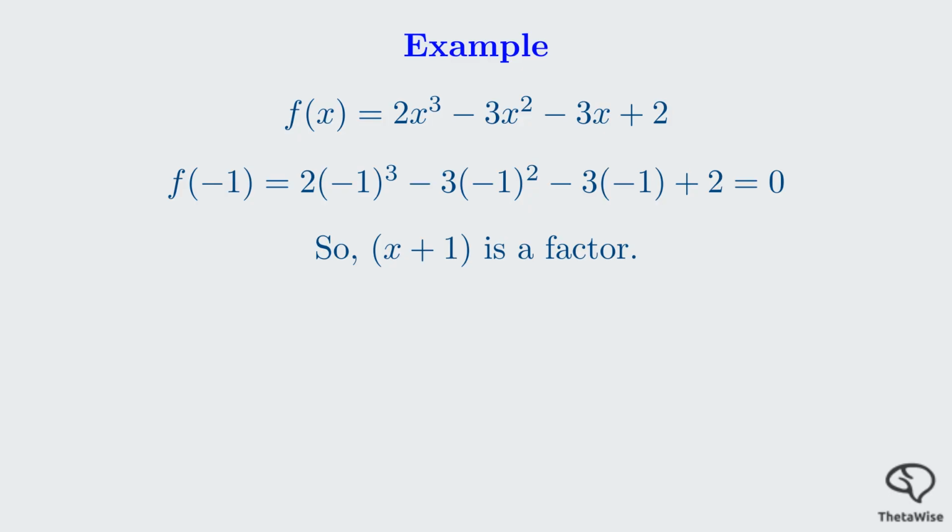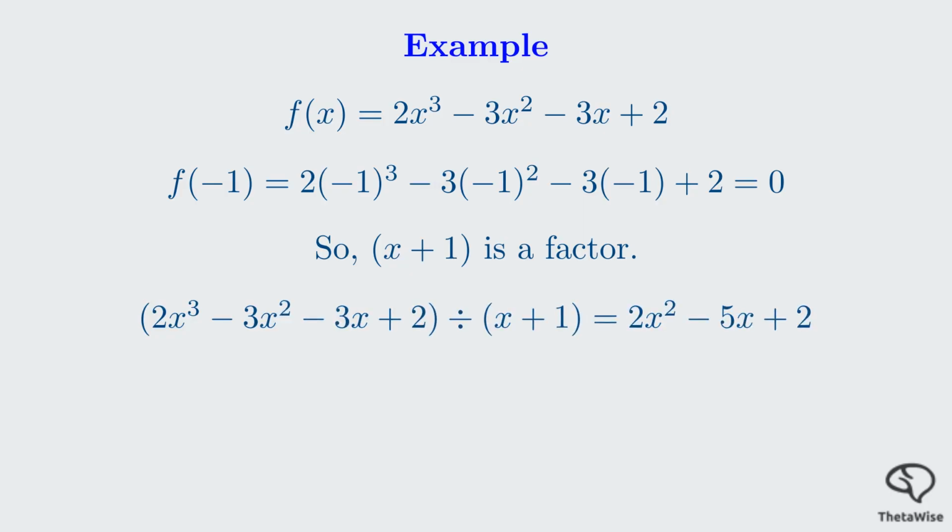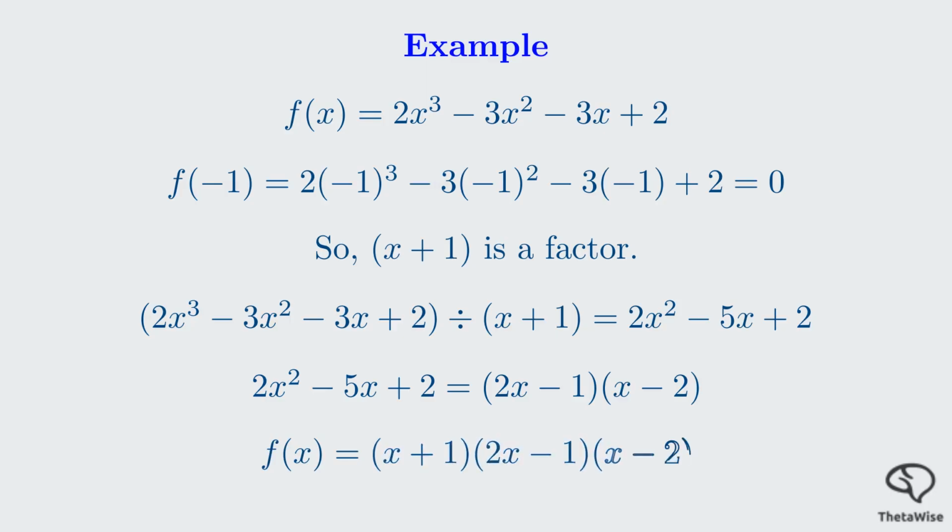Step 2. Divide the polynomial by x plus 1 to find the quadratic quotient. Using long division, we find the quotient is 2x squared minus 5x plus 2. Step 3. Factorize the quadratic factor. 2x squared minus 5x plus 2 splits into 2x minus 1 times x minus 2. The fully factorized form of the cubic is x plus 1 times 2x minus 1 times x minus 2.